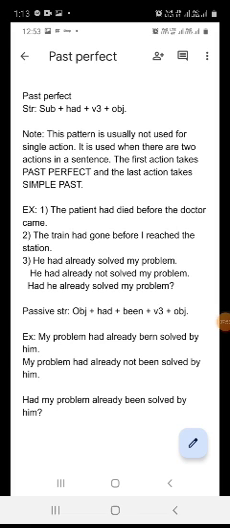When we change it into negative, it becomes: He had already not solved my problem. वो मेरी समस्या को पहले ही नहीं सुलझा चुका था. Had he already solved my problem? क्या वो मेरी समस्या को पहले ही सुलझा चुका था?